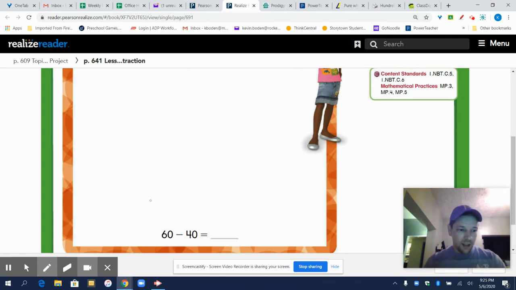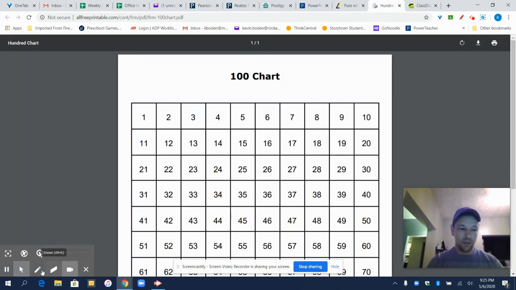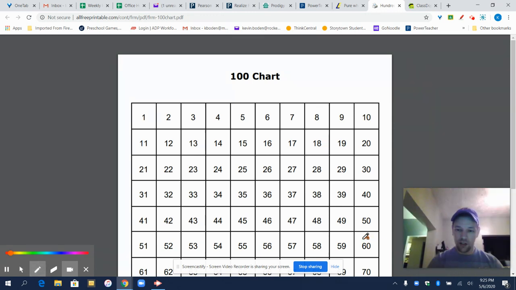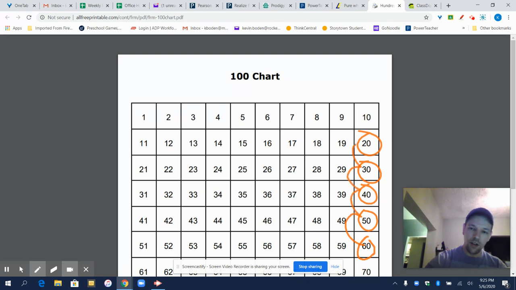Let's clear up some space. Let's do 60 minus 40. I have a hundreds chart, so let's go to it. 60 minus 40. There goes 60. Take away 10, 20, 30, 40. And what do you know? The same answer. 10, 20, 30, 40. 60 minus 40 equals 20.